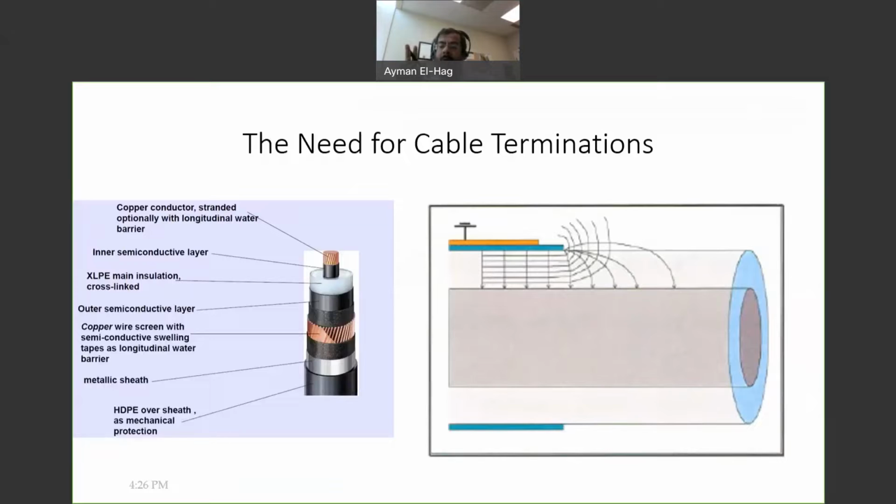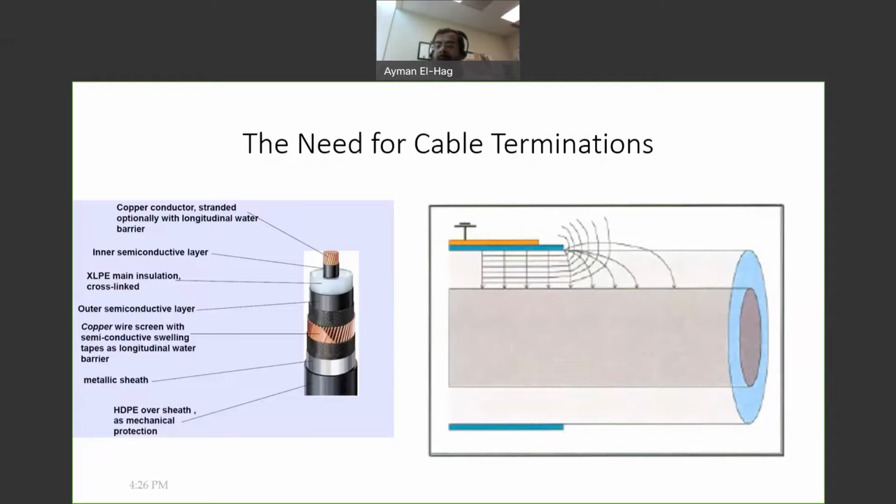We will answer two questions. First, why we need cable terminations and why we need the stress grading material of the cable termination. The second question is, what are the different types of cable termination? So let's start with the first question: why is there a need for a cable termination?